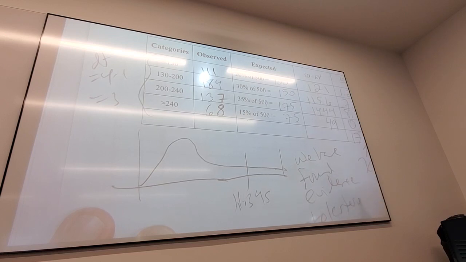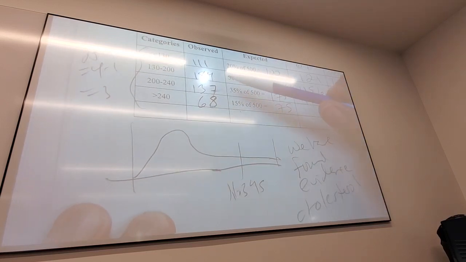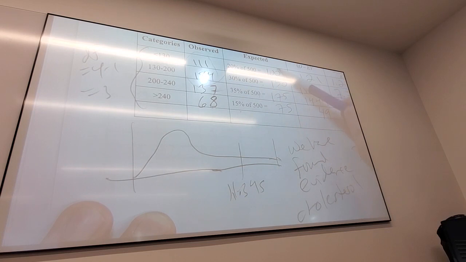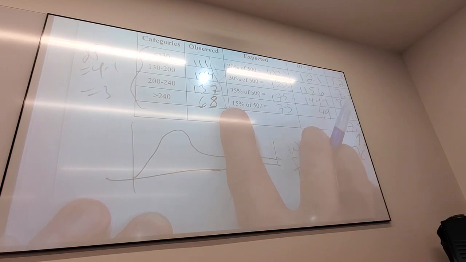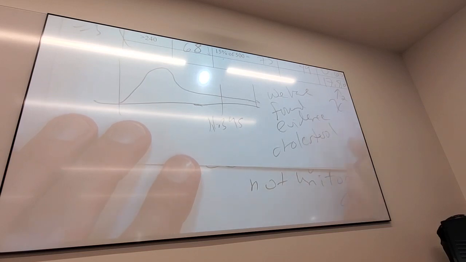Cholesterol levels are different, but let's be more specific. We know they're different, but can you tell me if they're better or worse? The lower ones, I want more to be here than I expect. Was there more at the lower levels of cholesterol than I expected? Yes. And the higher ones, I want less to be here than I expected. Was there less with high cholesterol than I expected? Yes. So did we find evidence that they're better than the general population in terms of blood cholesterol? Yes. So we found evidence cholesterol levels are better here.